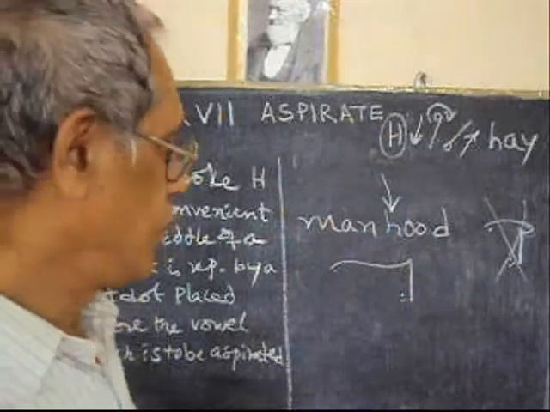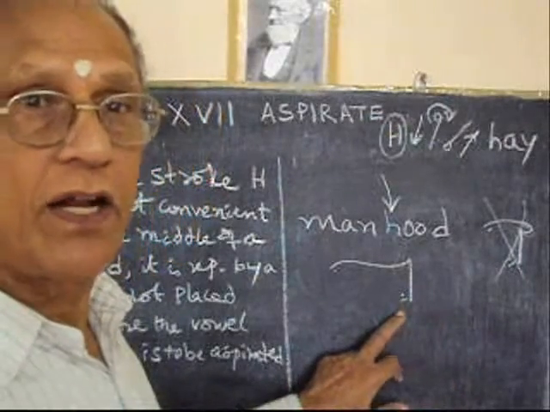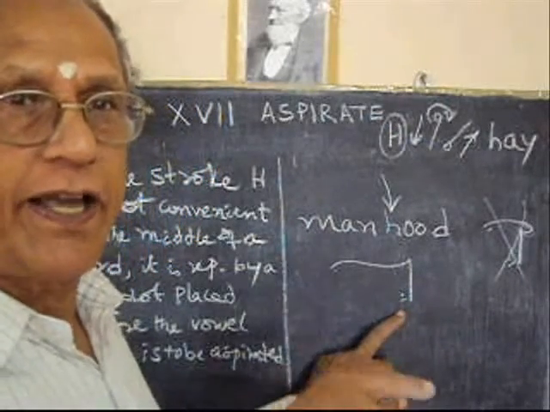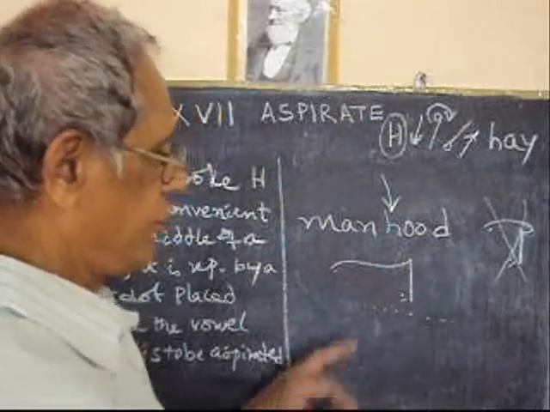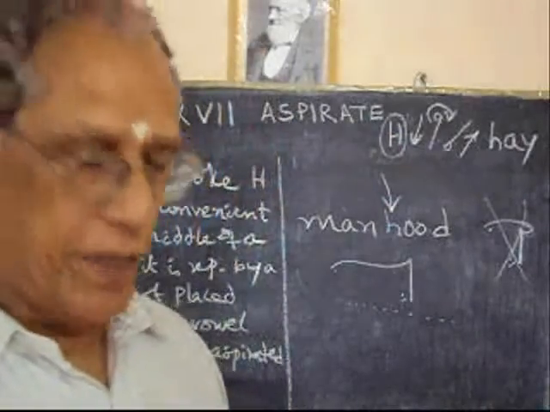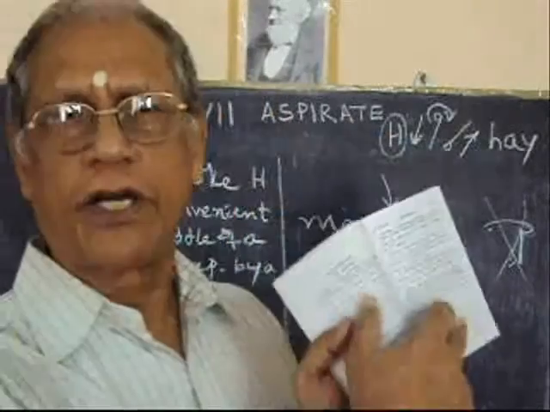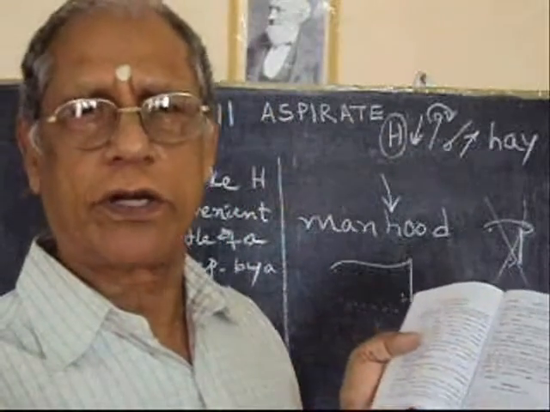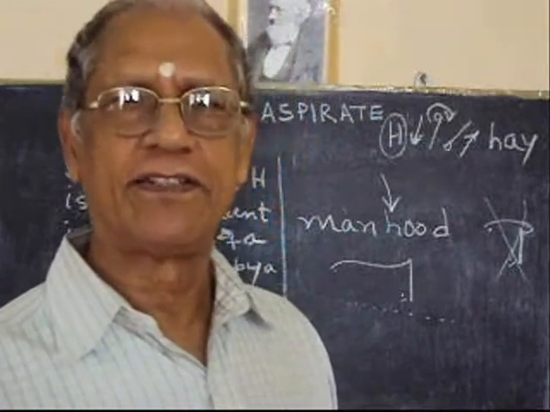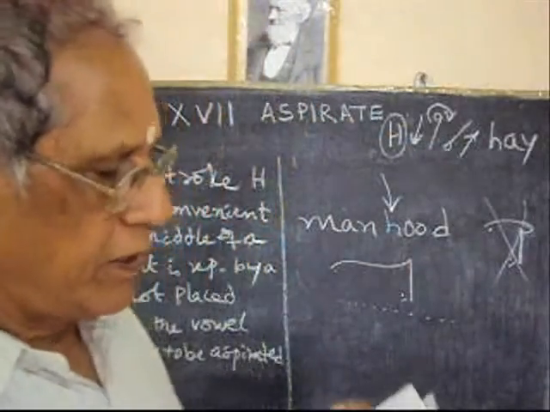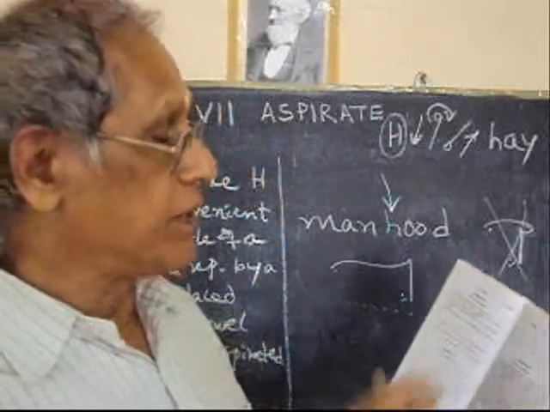Previous chapter. Okay, manhood. O is the vowel that has to be aspirated. So that H is represented by the dot. So, manhood. This is the end of this chapter. You do the exercises. 65. You can go through the principles, no doubt. Try to understand. If you have any doubt, you call me. I will clarify. Okay. Then exercise number 65, 66, and here phrases are introduced.